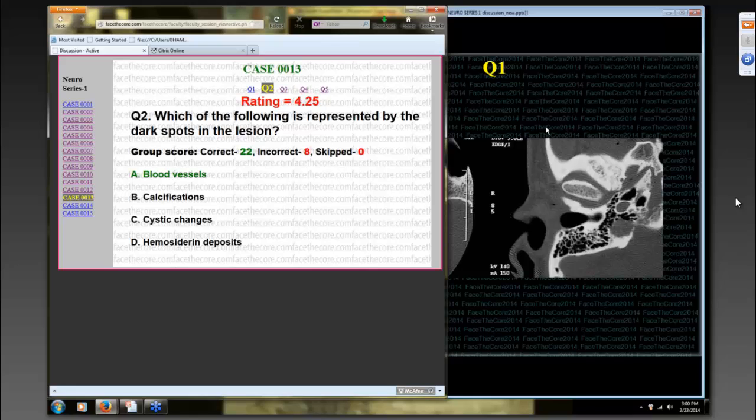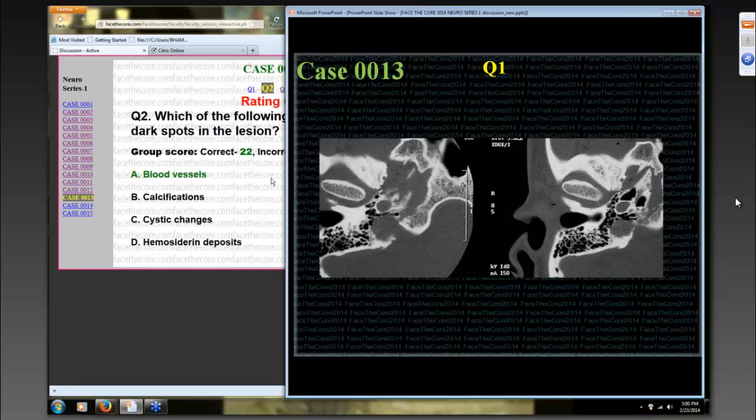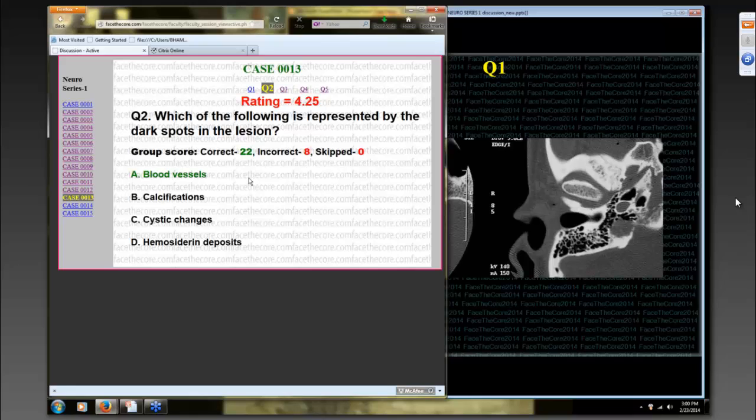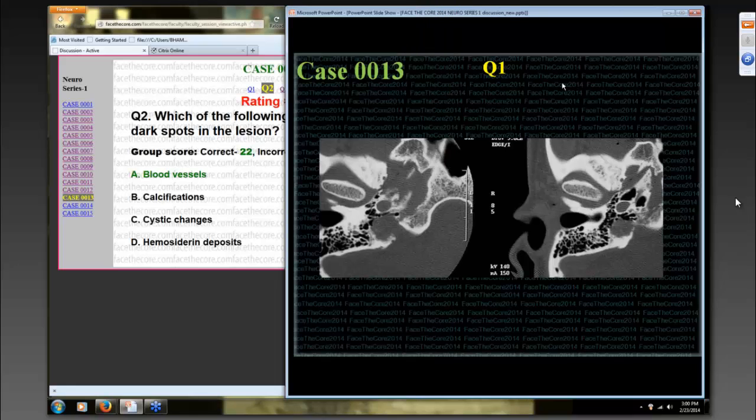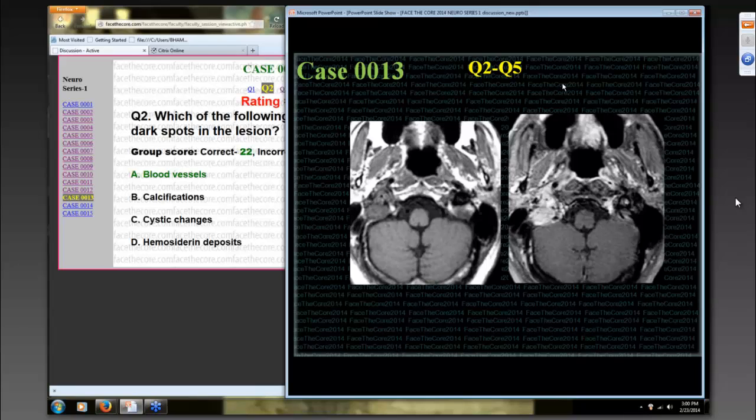And coming to the next question, which of the following is represented by the dark spots in the lesion? You can see that these are multiple spots. These are the blood vessels running through the enhancing tumor tissue, which is stationed within the jugular fossa region, and that classical dilated large vessels within the tumor give you what they call the salt and pepper appearance, which is typical for a glomus jugular tumor.